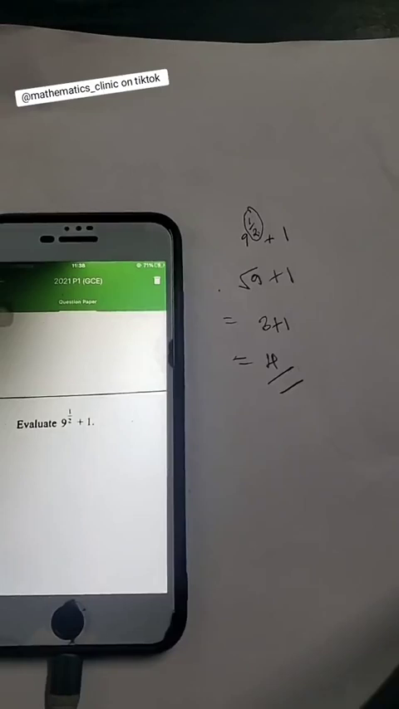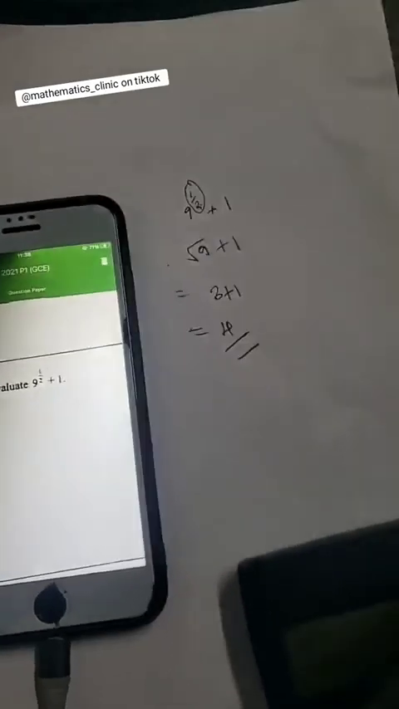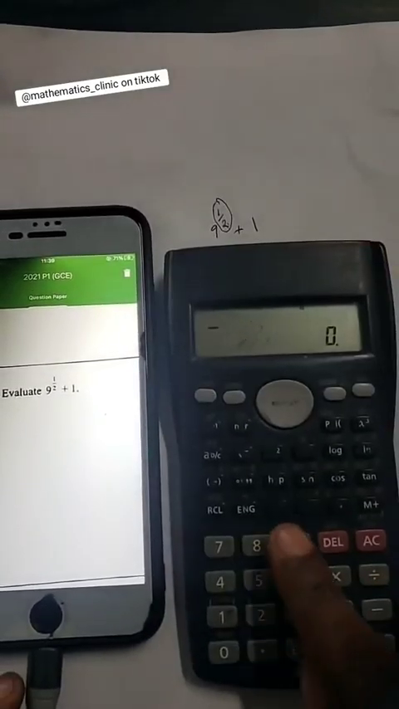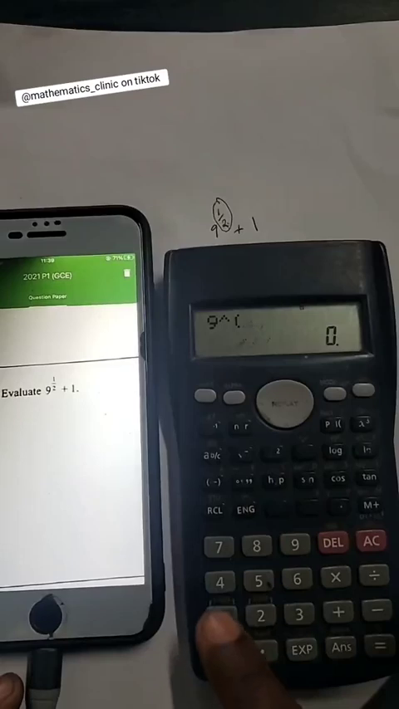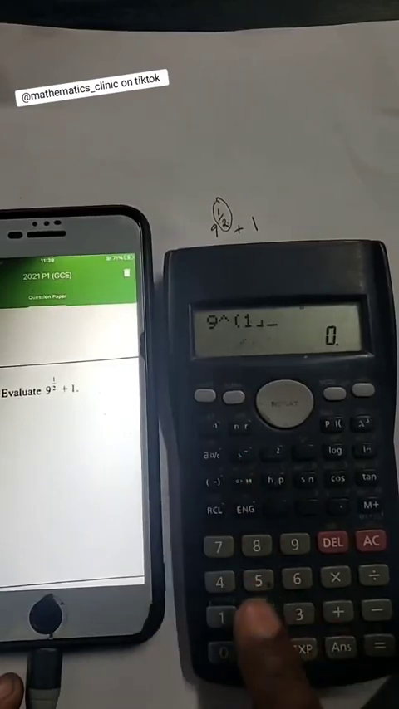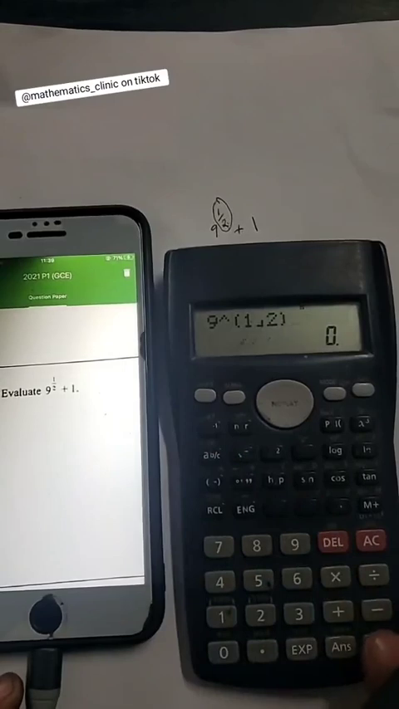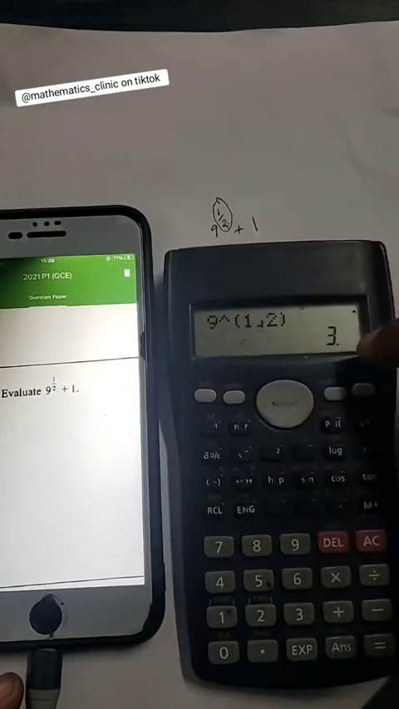The answer is 4. All right. So we have 3 plus 1, which is 4. Let me just explain using a calculator now. I have a calculator with me for the same problem, so we said 9 to the power half, which is 1 over 2. Okay? So when we say equals, we're going to get a 3. So 9 to the power half is 3.